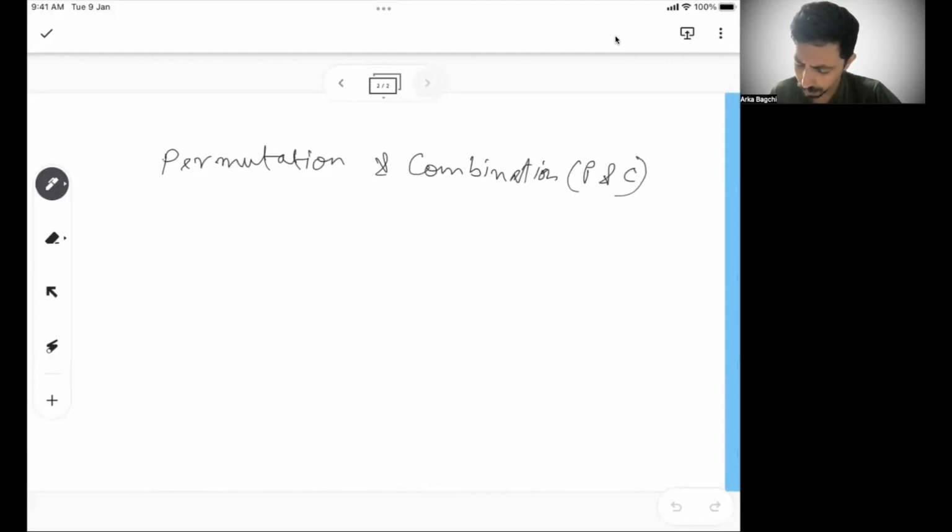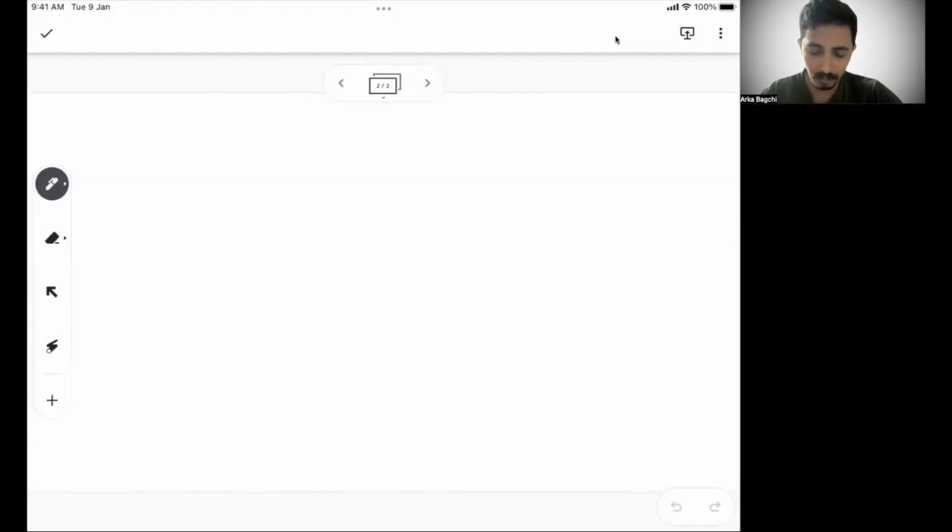When we talk about permutation and combination, forget about the bigger names of what is permutation and what is combination. I'll come to that in a bit. It's all about choices, the number of choices you have, the number of ways you can do a certain task. So for example, let's start with a very basic example.